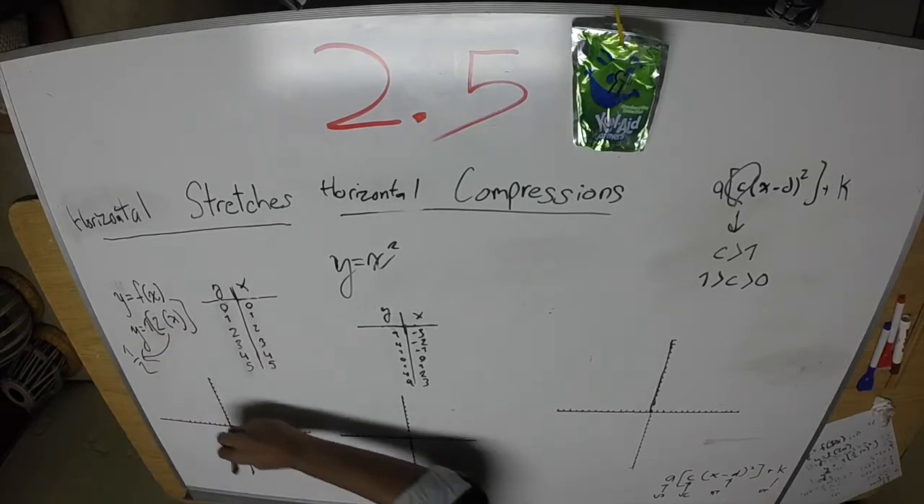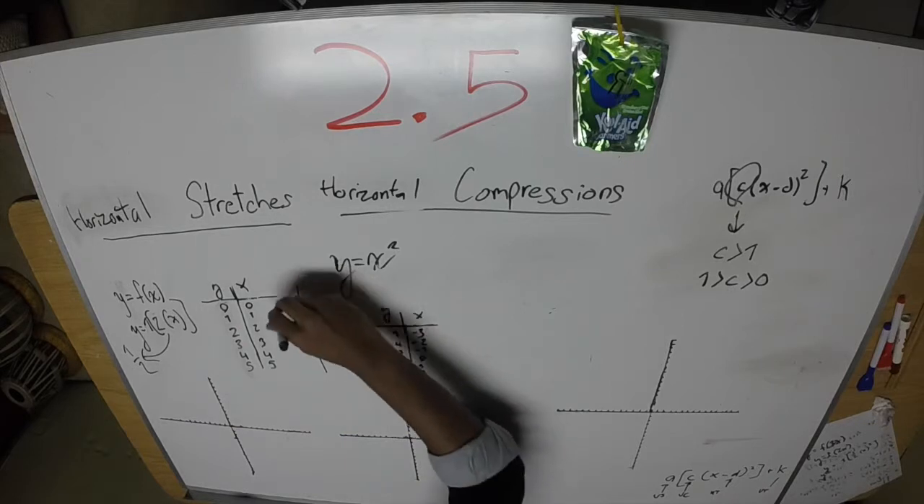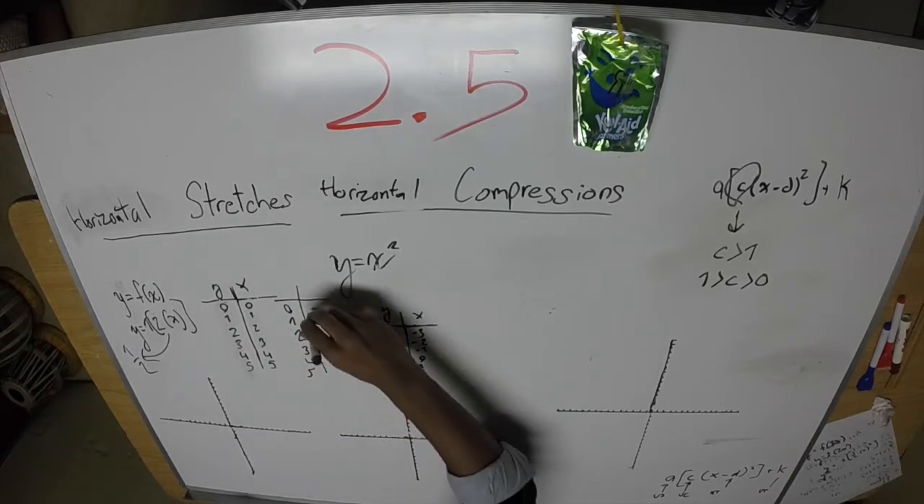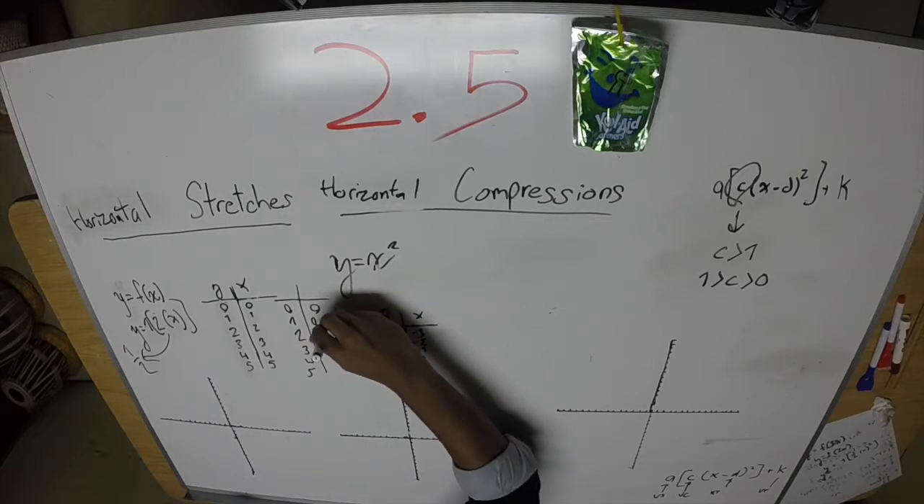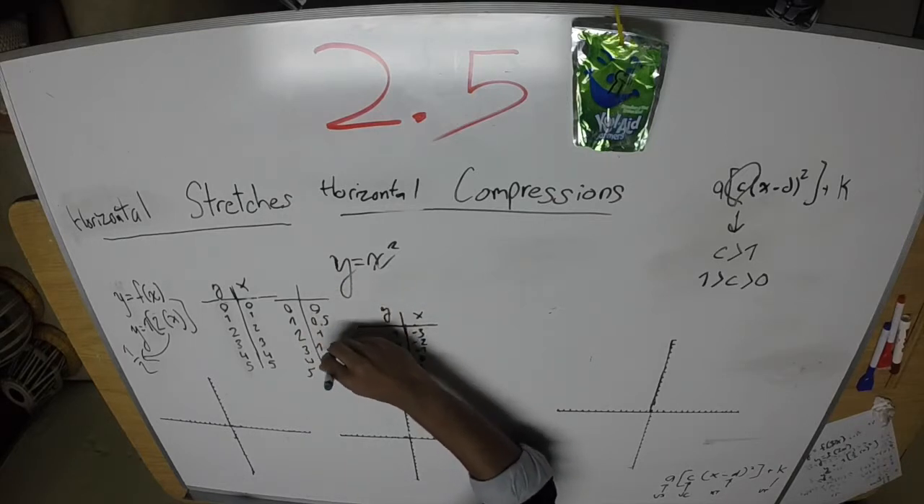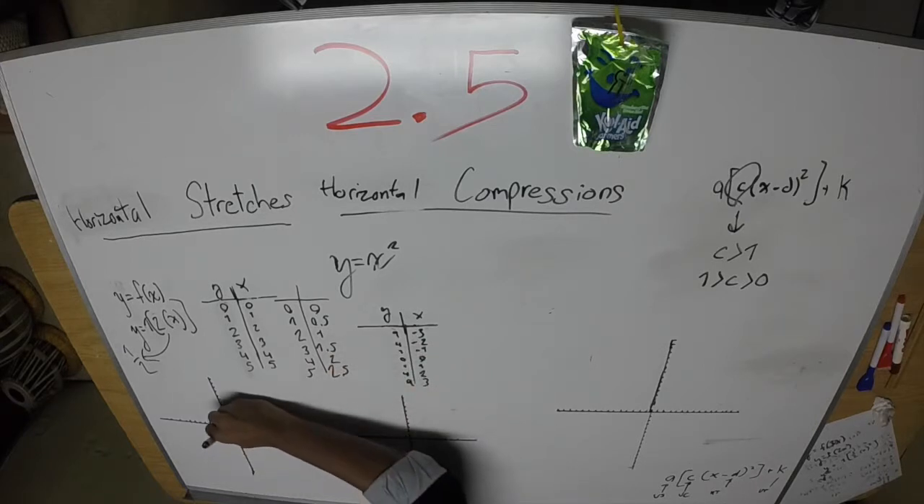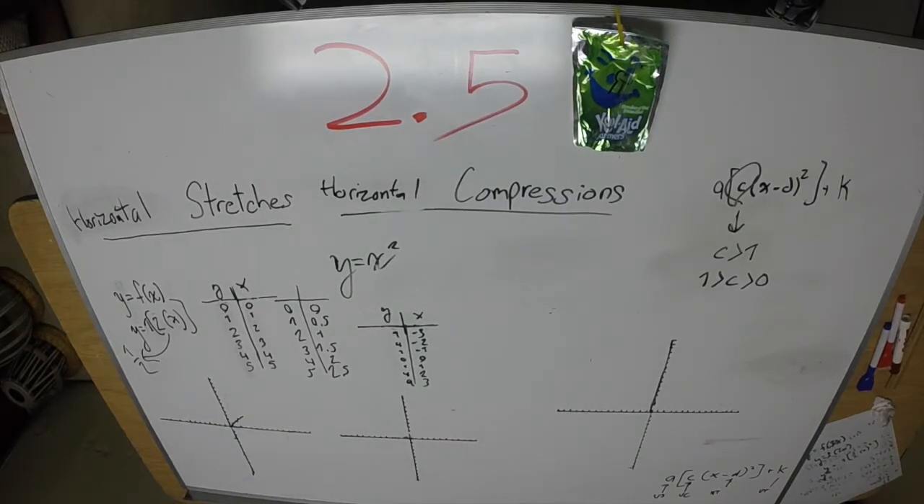So the table becomes: 0 still stays at 0, 1 becomes 0.5, 2 becomes 1, 3 becomes 1.5, 4 becomes 2, and 5 becomes 2.5. So we're going to draw that out. You can tell that it's a lot shorter on the X value.